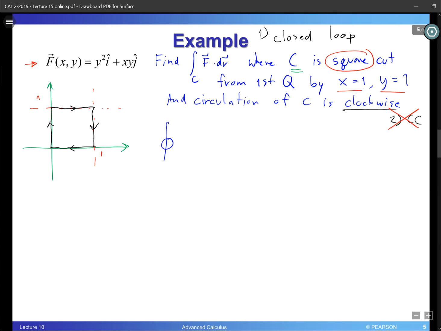integration of a closed loop, and it has to be counterclockwise, of F dot dr over a closed loop, a curve that is closed loop. And if we have these conditions, closed loop and counterclockwise, we can use Green's Theorem, and it's going to be the double integral over this region R of the partial of N with respect to x minus the partial of M with respect to y, dx dy.